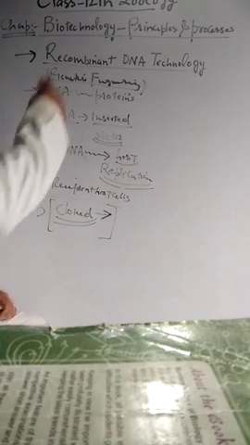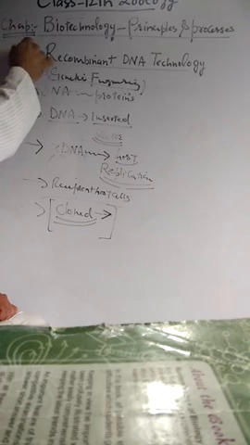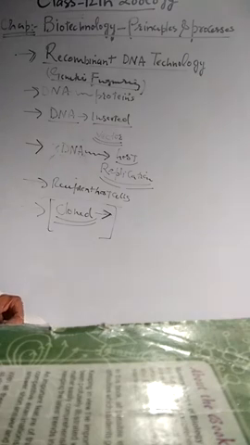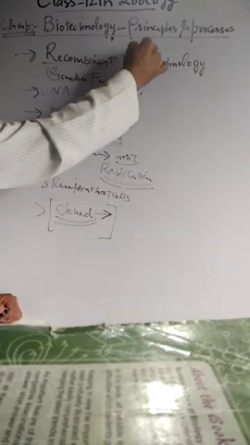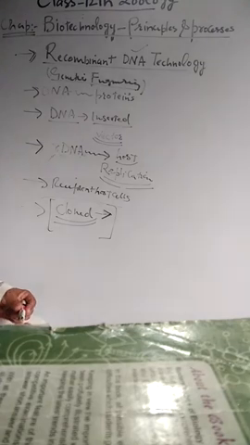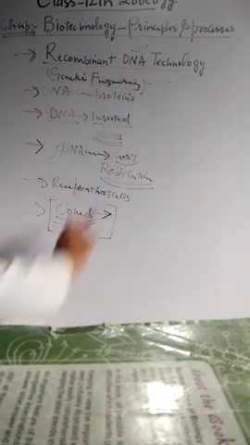Chapter: Biotechnology Principles and Processes. One of the important topics in biotechnology is the applications of biotechnology, recombinant DNA technology. Recombinant DNA technology is a technology by which we introduce a desired fragment of DNA into a host cell so that its DNA is newly combined with a new combination. That combination is called recombinant DNA.